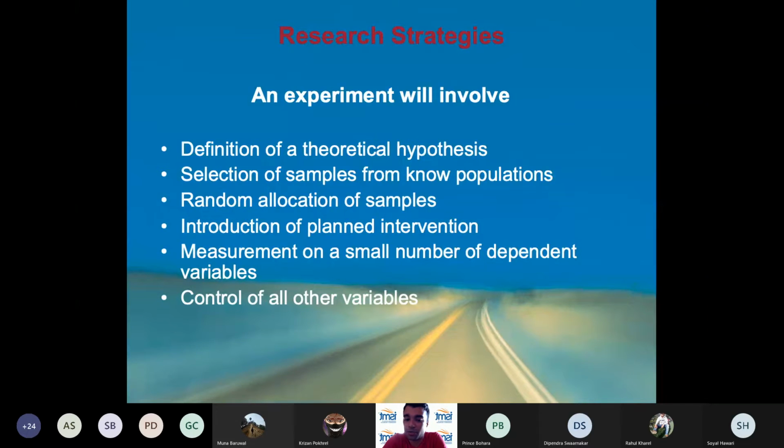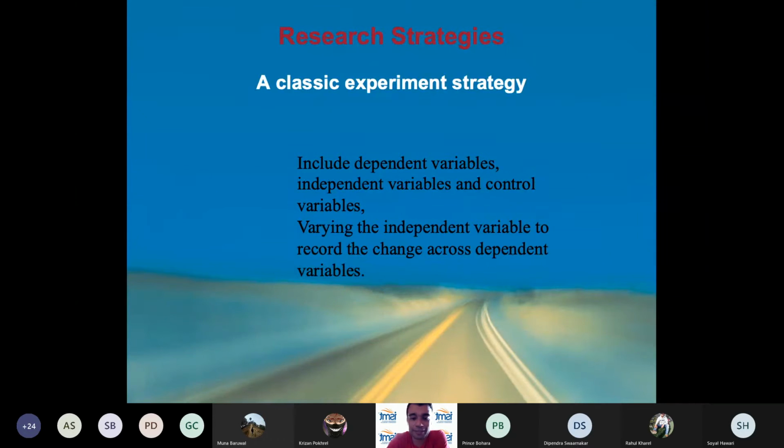While doing the experiment, you need to think of three variables: dependent variables, independent variables, and control variables. Starting with the dependent variables.